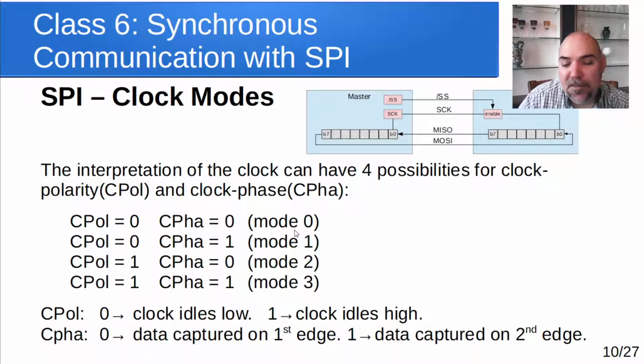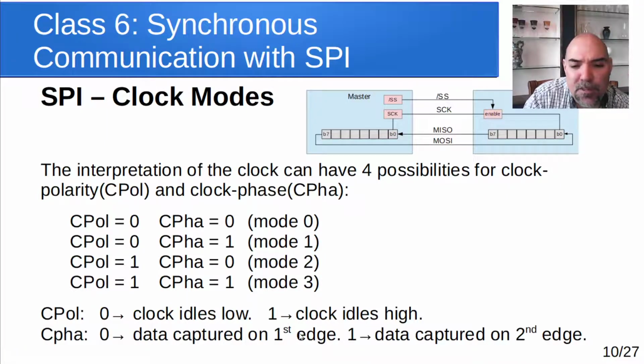Now, the two things that determine this are the clock polarity setting, usually called CPOL, and the clock phase setting called CPHA. So CPOL and CPHA determine what mode it is. And like I said, a lot of devices are mode 0. Mode 0 means the clock polarity is 0, the clock idles low, and clock phase is that data is captured on the first edge.